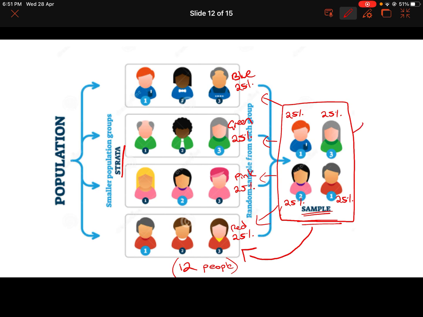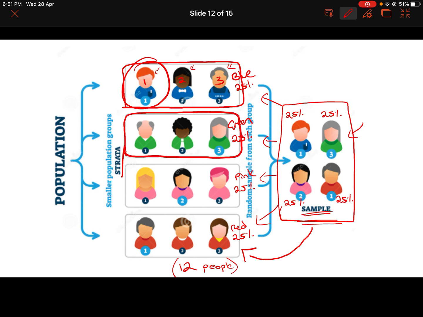When we're actually selecting these people, we do so randomly. So we're going to select these blue people randomly, i.e., each one of these people has an equal chance of being selected. And we do this just using the same method we would for random sampling. For example, we allocate them a number, we put the numbers in the hat, and we select one out at random. Likewise for green, we give them a number, we put their numbers in a hat, and then we randomly select one out.